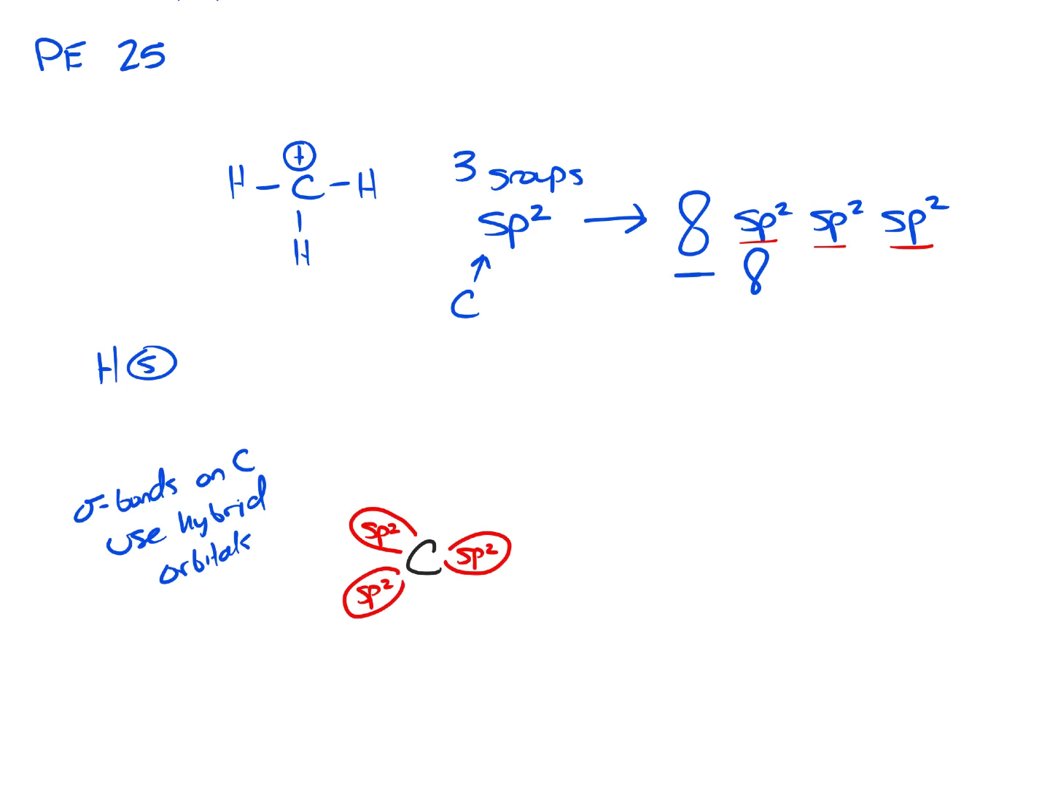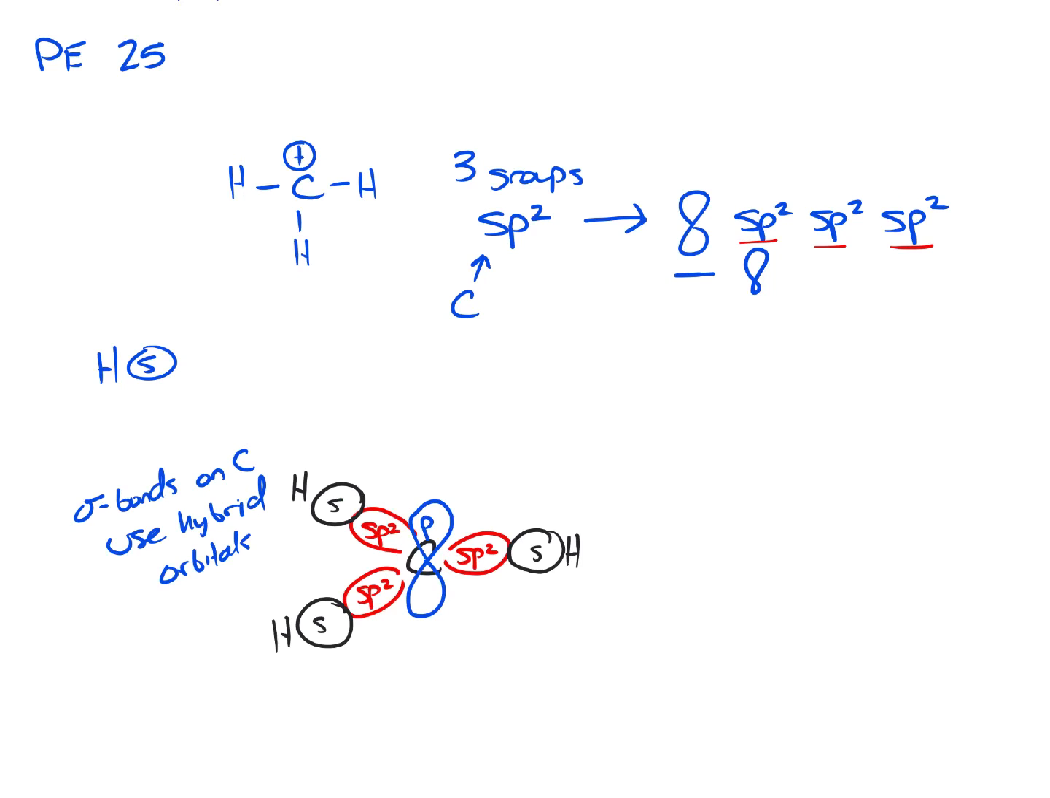So let's go ahead and draw it on. Okay, so we got all the orbitals on the carbon. Okay, now let's put the hydrogen around it. And the hydrogen, we're going to use s orbitals, and we're going to attach those to the sp2 orbitals to form the sigma bonds. Okay, we've taken care of all of our atoms, and essentially we are done.